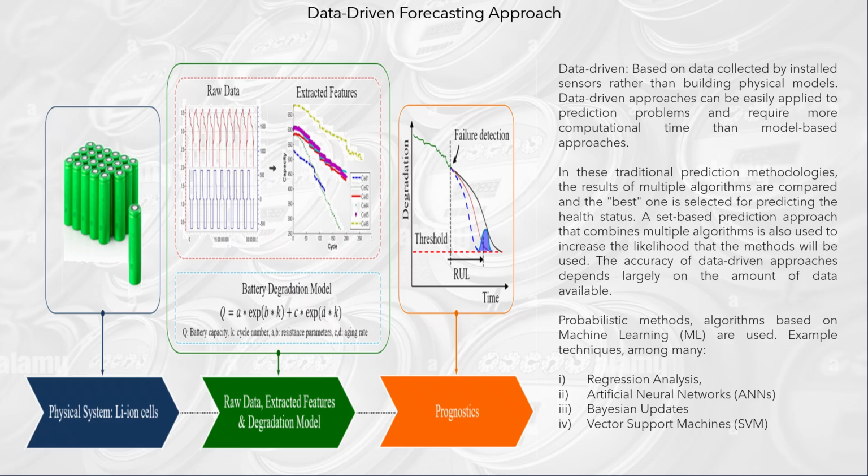In these traditional prediction methodologies, the results of multiple algorithms are compared and the best one is selected for predicting the health status. A set-based prediction approach that combines multiple algorithms is also used to increase the likelihood that the methods will be used. The accuracy of data-driven approaches depends largely on the amount of data available. Probabilistic methods, algorithms based on machine learning, ML, are used. Example techniques, among many: regression analysis, artificial neural networks, Bayesian updates, and support vector machines.